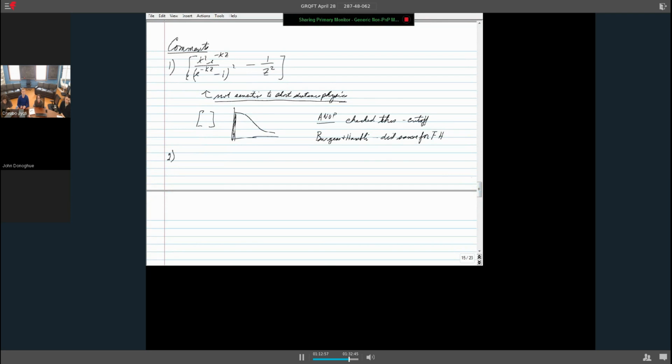The short distance singularity of this thing cancels between the two terms there. They both have the same short distance singularity. This function goes like a constant and falls off. So if you were to cut out the short distance piece here, you don't change the integral very much.